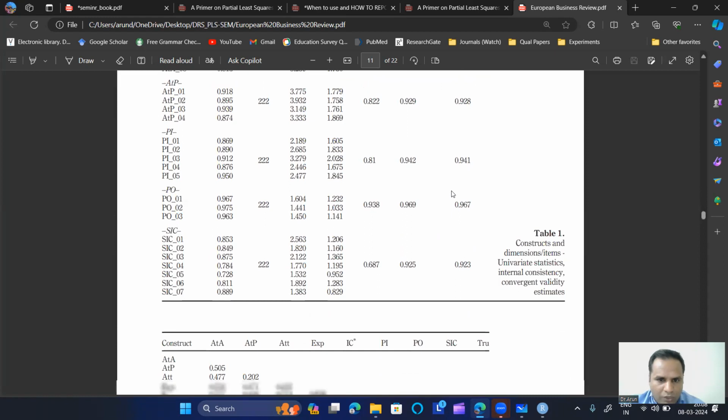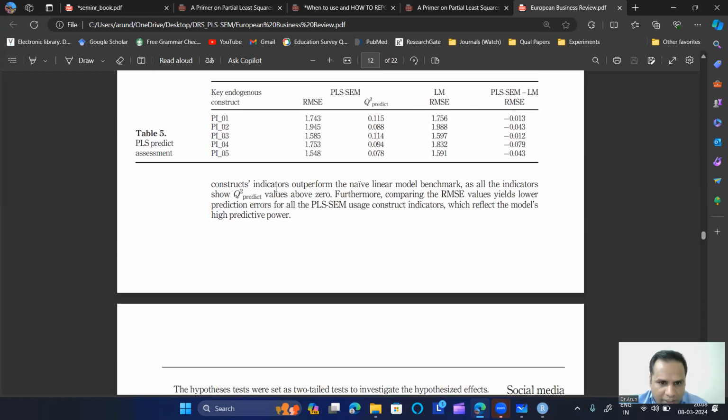Now let me come to this. The results show that, let me read this paper for you: the construct indicators outperform the linear model benchmark. It means, for predictive validity of the model, this algorithm calculates structural paths using the OLS method, and second, it calculates structural paths using the PLS method, and it compares PLS with LM. If the PLS values are lower than the LM values, we say that the model has decent predictive power. We'll see it in a very simple way. I think this is what they're talking about.